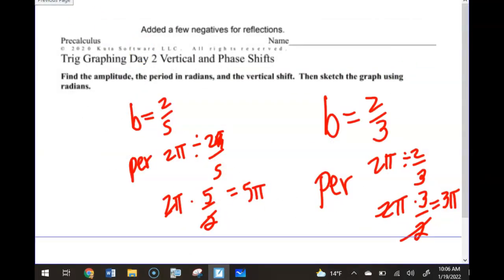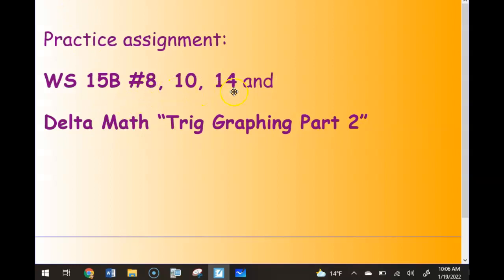All right, so again, the homework is these 3 problems on worksheet 15, and then the trig graphing part 2 that is in Delta Math, okay? Please don't get behind on your Delta Math.